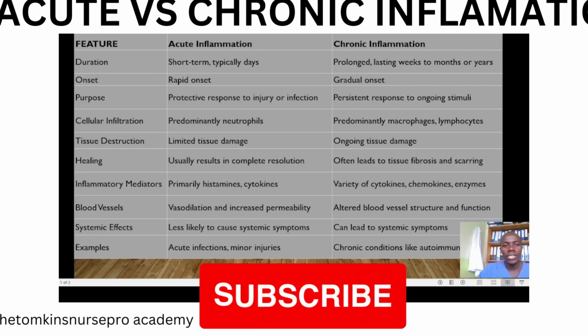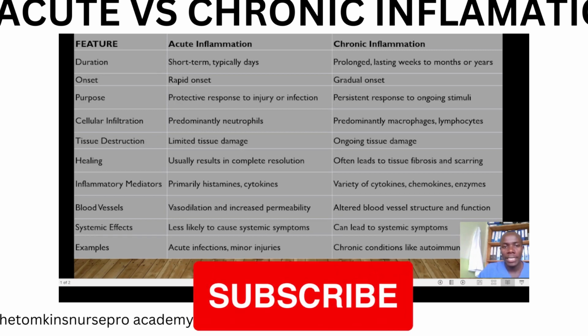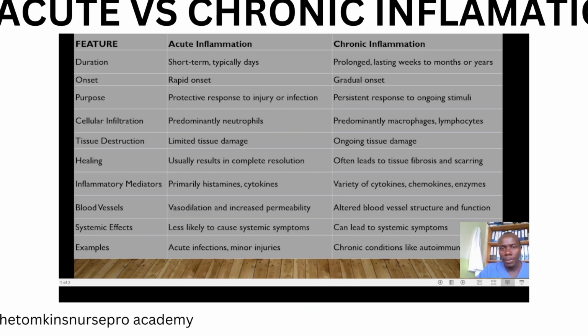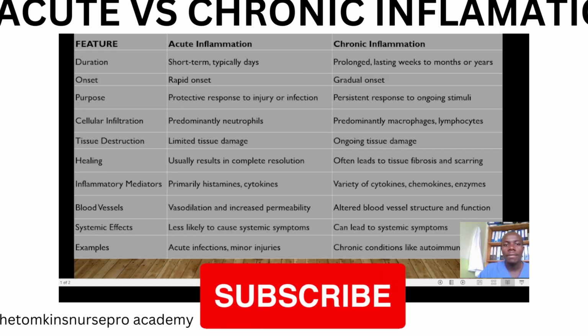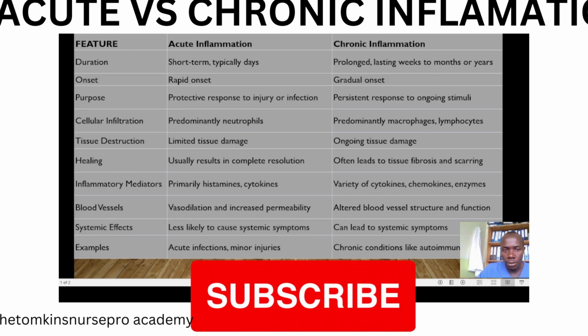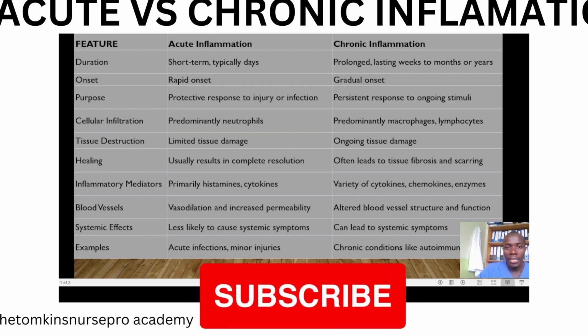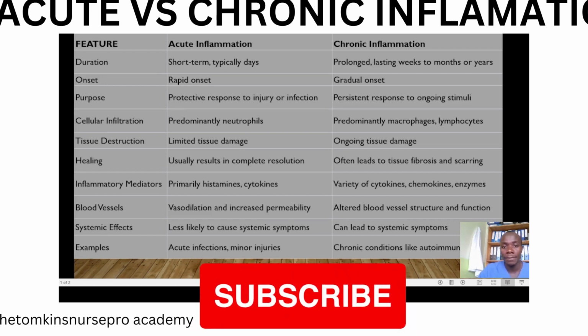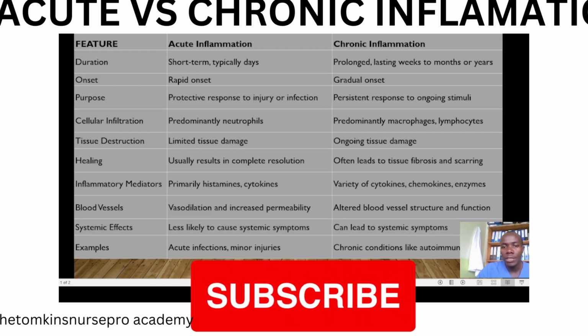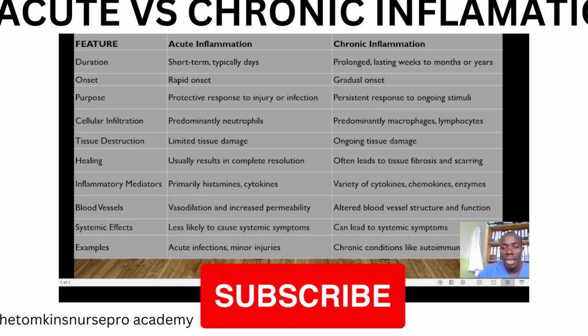In terms of cellular infiltration, acute inflammation is predominantly dominated by neutrophils, a type of white blood cell, whereas chronic inflammation is characterized by macrophages and lymphocytes. Tissue destruction: we have limited tissue damage in acute inflammation because it just occurs for a short duration, as compared to the ongoing tissue damage in chronic inflammation. Healing usually is complete, resulting in complete resolution for acute inflammation, whereas in chronic inflammation, it often leads to tissue fibrosis and scarring.